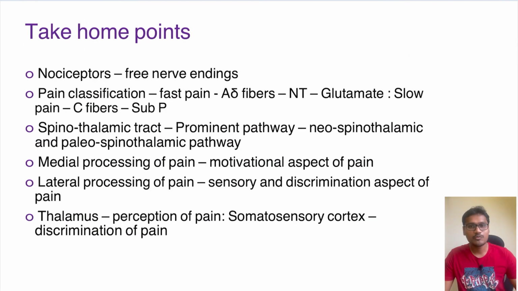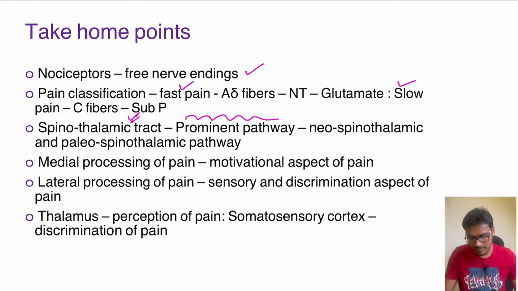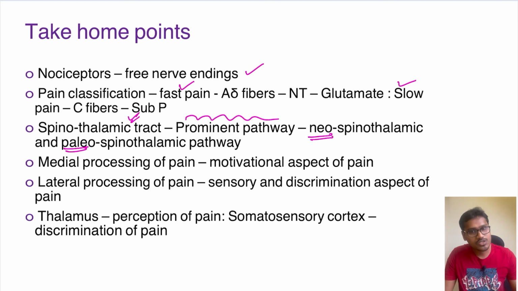So coming to the take home points for today, the nociceptors are nothing but free nerve endings, and the classification of pain goes like fast pain and slow pain. Fast pain is carried through A delta fibers and the neurotransmitter is glutamate, whereas slow pain is carried through C fibers and the neurotransmitter is substance P. Then the spinothalamic tract is the most predominant tract for carrying the pain, and it is divided into the neospinothalamic tract and the paleospinothalamic tract. Medial processing of the brain is involved in the motivational aspect of pain, whereas the lateral processing or the lateral cortex of the brain is involved in the sensory and discriminatory aspect of pain. Then the thalamus is the organ involved in perception of pain, whereas the somatosensory cortex is involved in discrimination of pain.